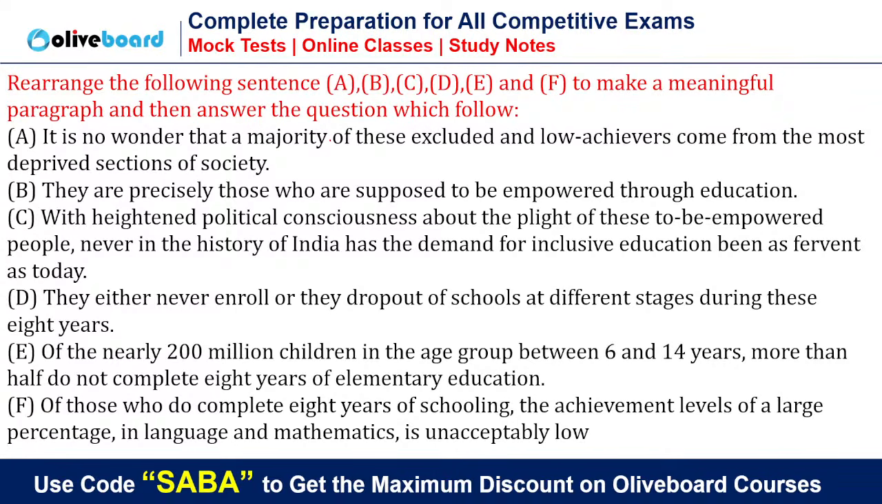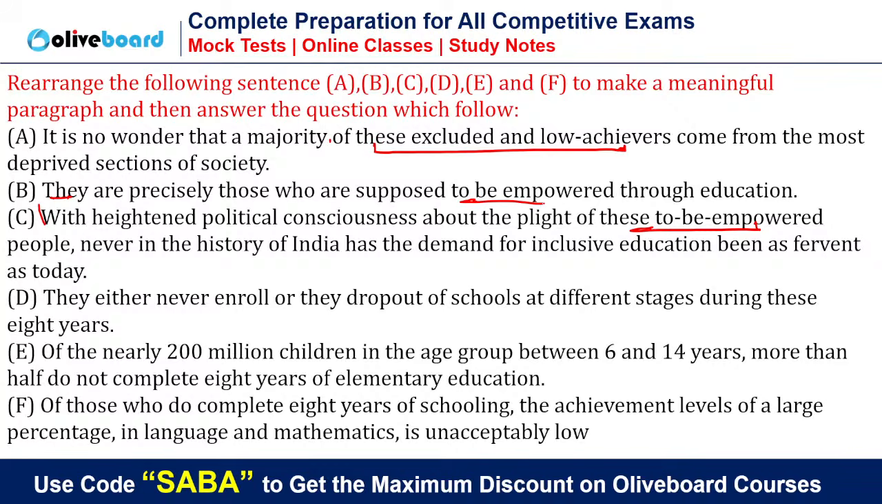It is no wonder that a majority of these excluded and low achievers. Can we start with A? Can we start with A? These excluded and low achievers, no. This A will come before the sentence in which we have discussed excluded and low achievers. They are, precisely, pronoun, we cannot start. With heightened political consciousness about the plight of these to be empowered.